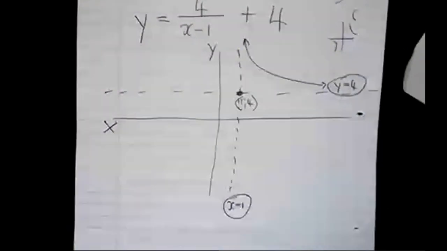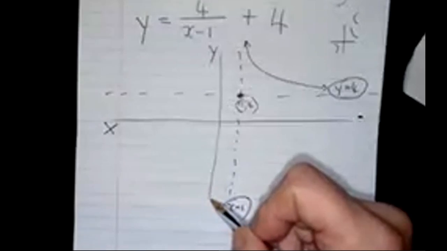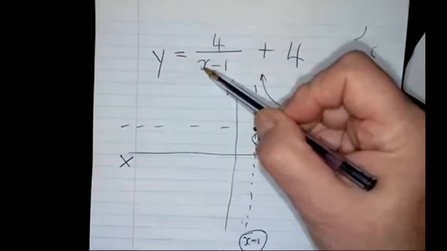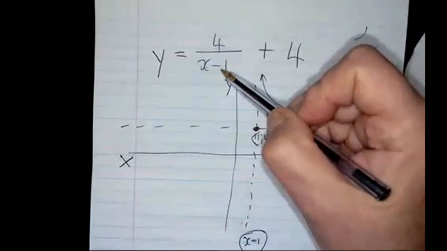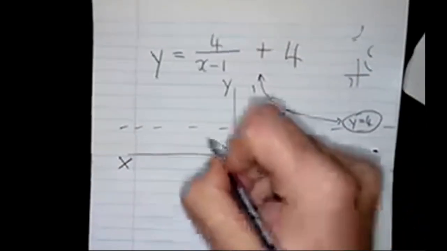Well, on the y line, x is 0. So make x 0 in there. Have you made it 0? So then you have 4 divided by minus 1. That's minus 4. Plus 4. That's 0. Oh, that means it goes through the origin.